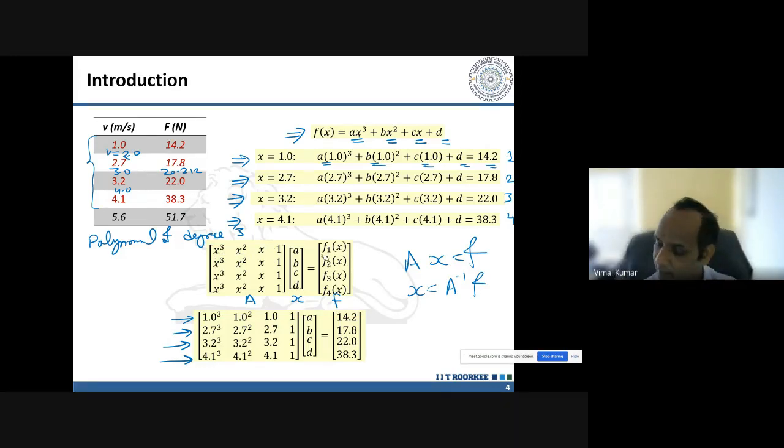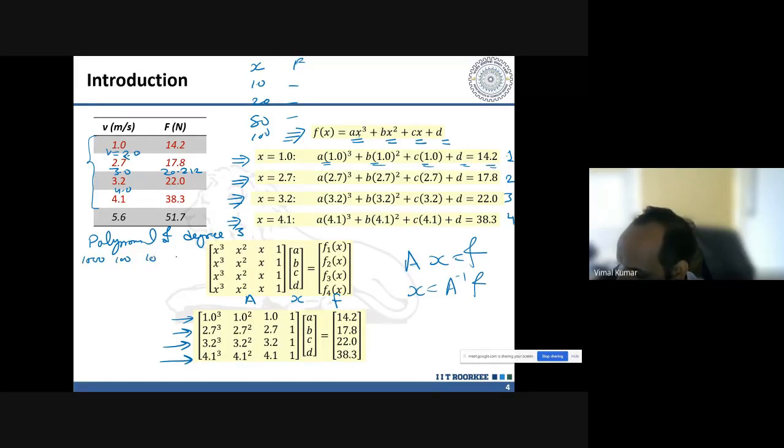Now let's say my x values here, instead of 1, 2, 3, 4, 5, are like 10, 20, 50, 100. What may be happening due to that? Let me do it like this: x is equal to 10, 20, 50 and 100, with the corresponding force values, whatever I am having. So what will happen here? This will be 10 cube, so 10 cube will be like 1000, 100, 10 and 1.